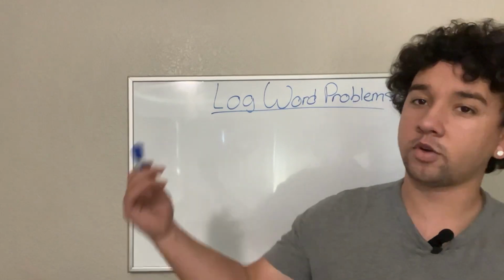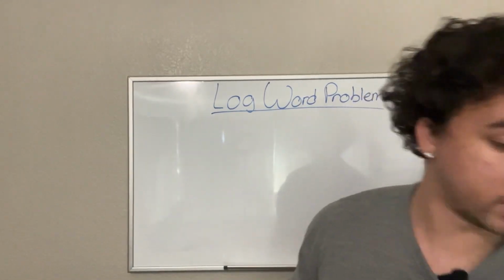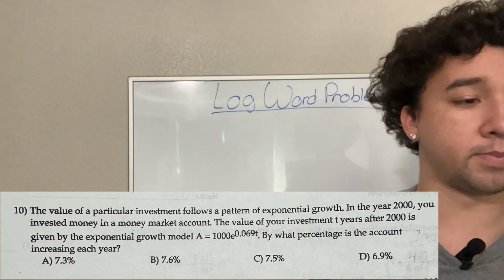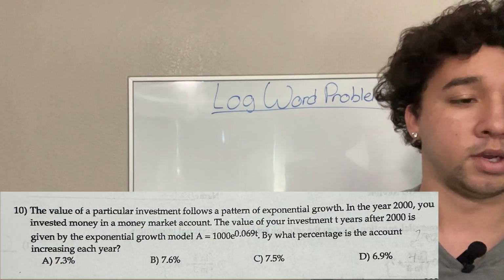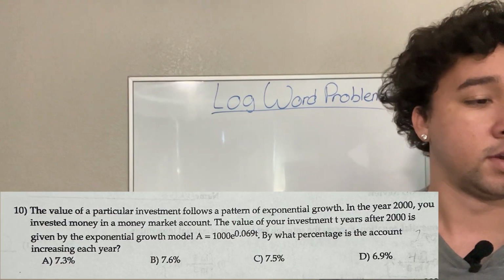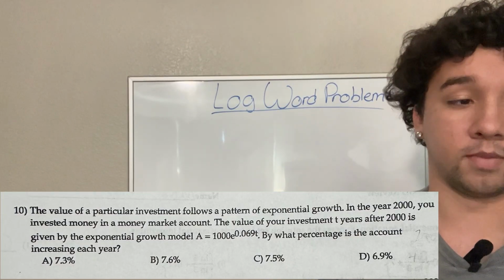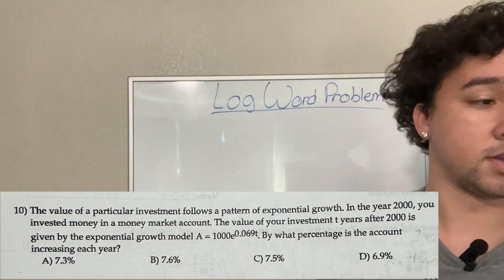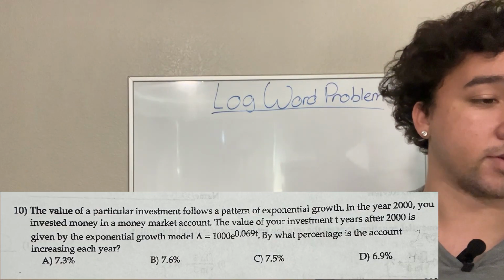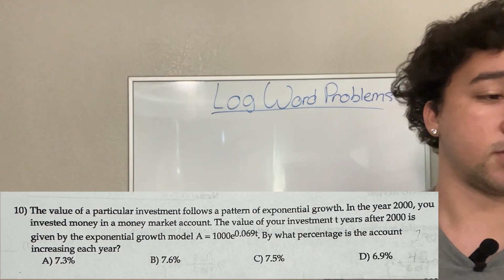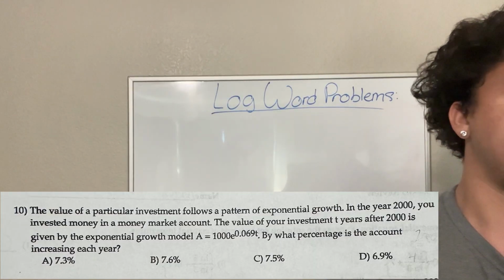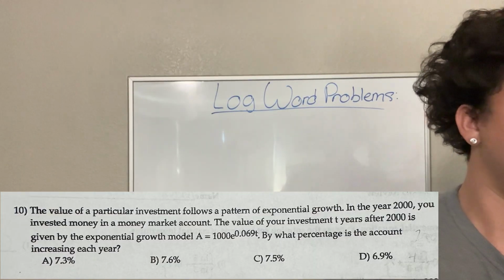All right, so I'm going to have the questions pulled up on the screen here, but I'm also going to read these out loud. The value of a particular investment follows a pattern of exponential growth. In the year 2000, you invested money in a money market account. The value of your investment, t years after 2000, is given by the exponential growth model, A equals 1000 e to the 0.069t. By what percentage is the account increasing each year?